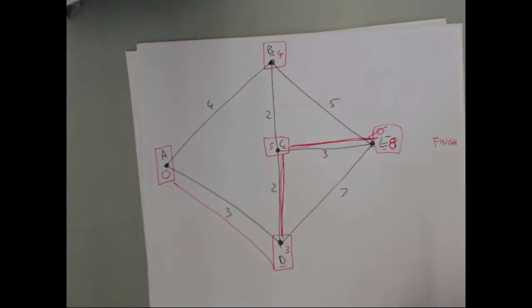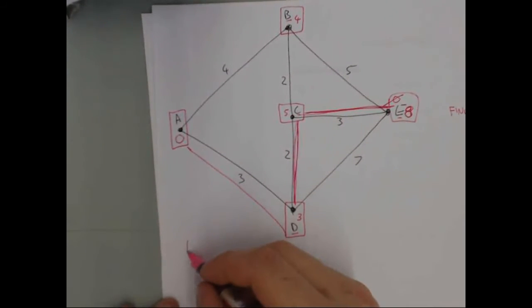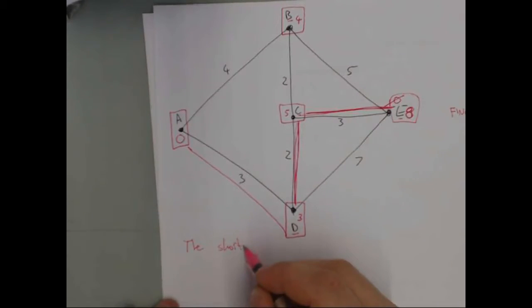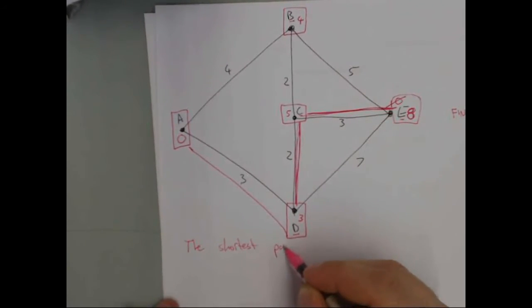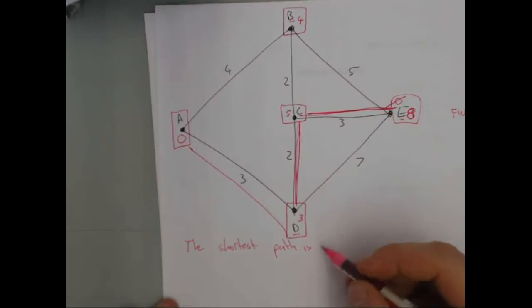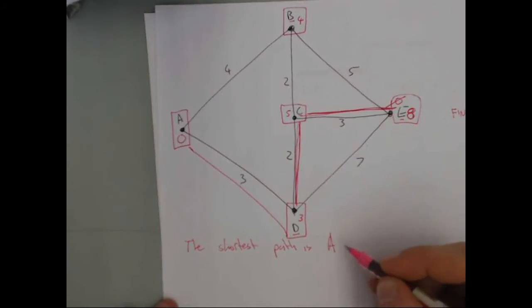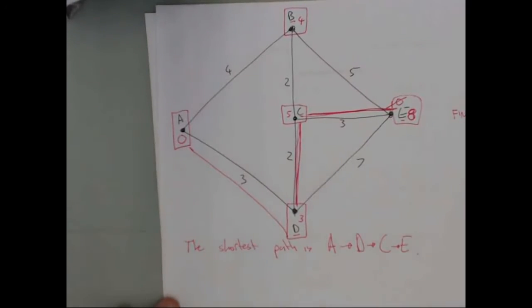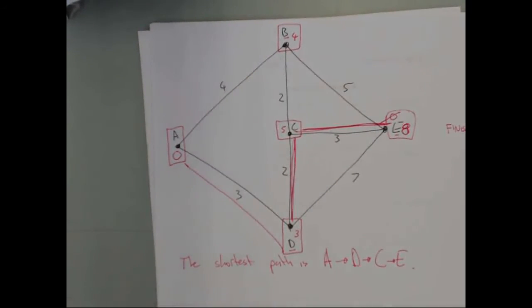So we say the shortest path through this network is A, D, C, E. Perfect. So they're fairly simple steps that when you get a bit of practice with, you can do quite quickly.